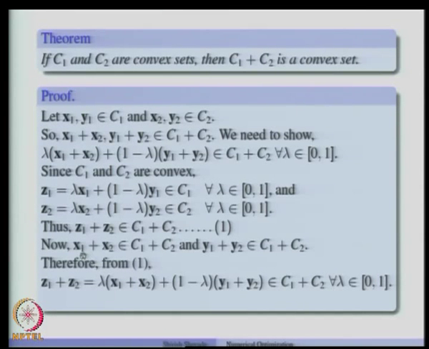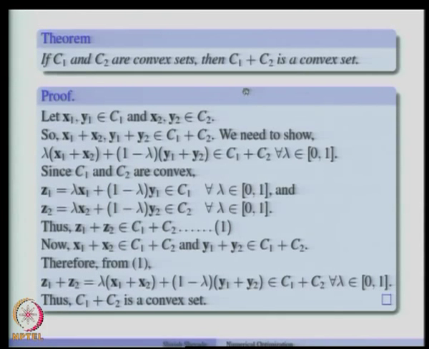So, we had 2 points x1 plus x2 and y1 plus y2 in the set C1 plus C2, and the line segment joining those 2 points, written as lambda into x1 plus x2 plus 1 minus lambda into y1 plus y2, also belongs to the set C1 plus C2 for all lambda in the range 0 to 1. Which means that C1 plus C2 is a convex set.